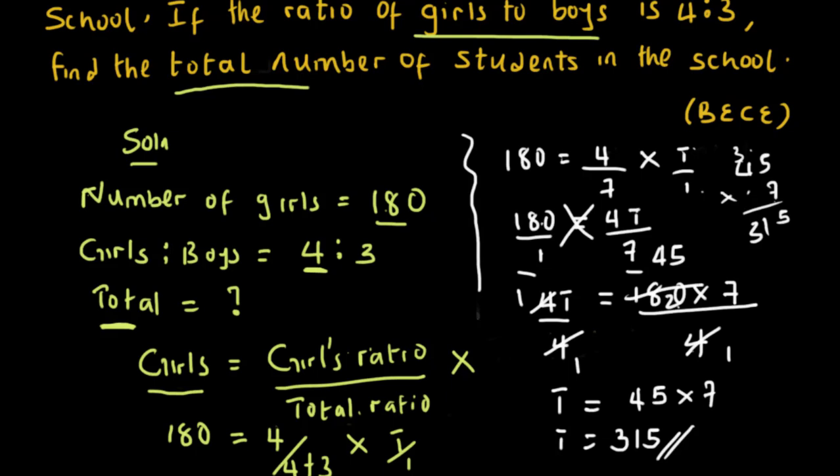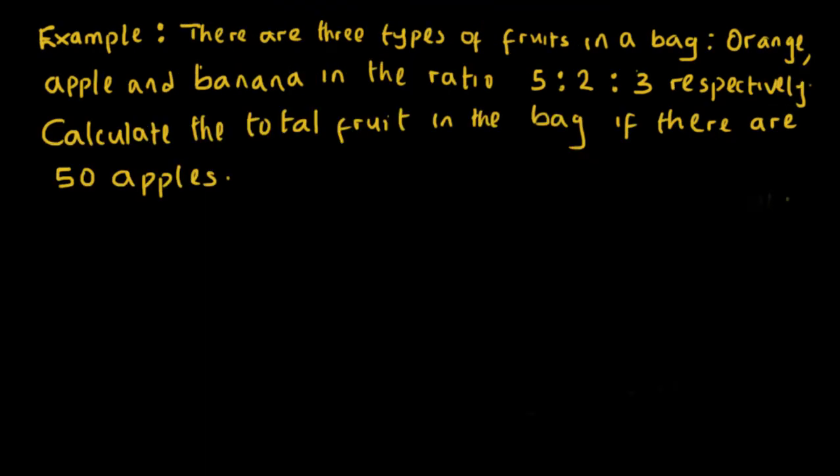Let's take another example so you understand this perfectly. Now we have this question. There are 3 types of fruits in a bag. Orange, apple, and banana in the ratio 5:2:3 respectively. Calculate the total fruits in the bag if there are 50 apples. Now remember, I told you that we are going to go from what we know to what we are asked to find. So let's try to get what we know.